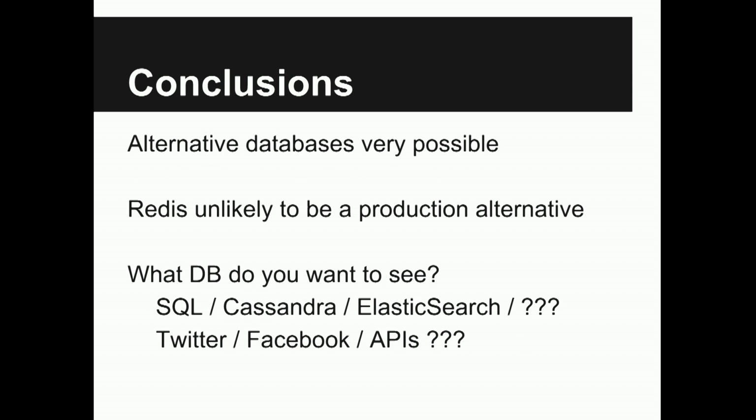So in conclusion, alternative databases are very possible. Something I was pleasantly surprised by was how well everything was architected and how easy it was to plug in Redis, even as a quick hack. Redis itself is unlikely to be a great production alternative, but what databases would you like to see? Is it SQL, Cassandra, Elasticsearch? Is it other data sources that are maybe exposed as APIs, like Twitter or Facebook or something like that?